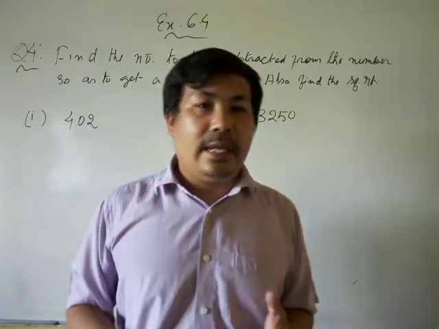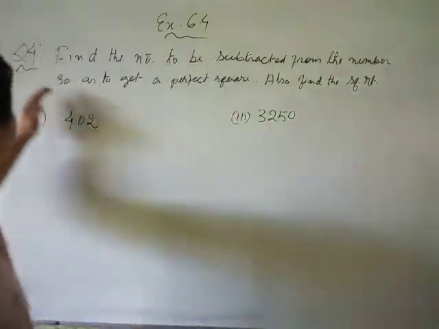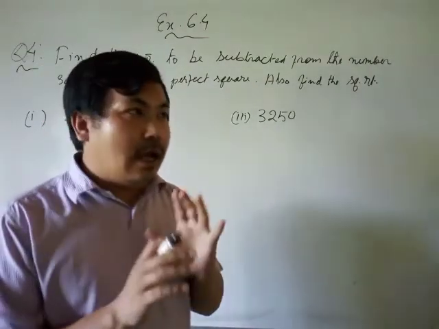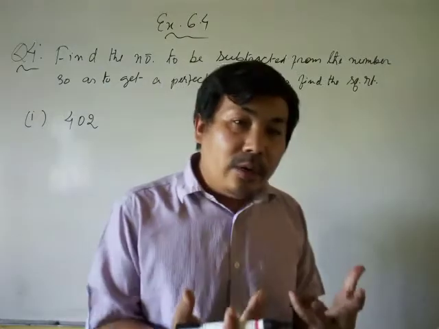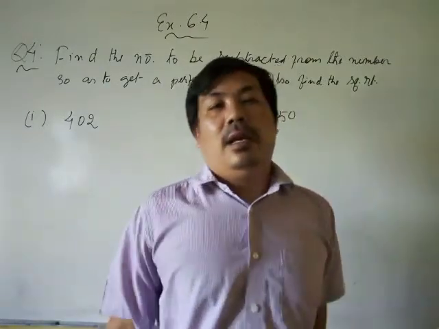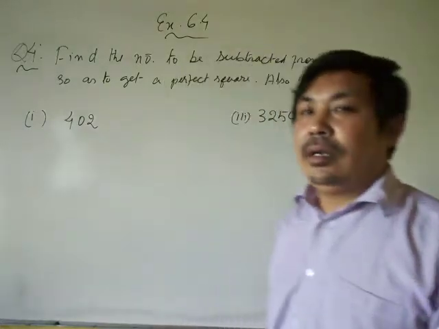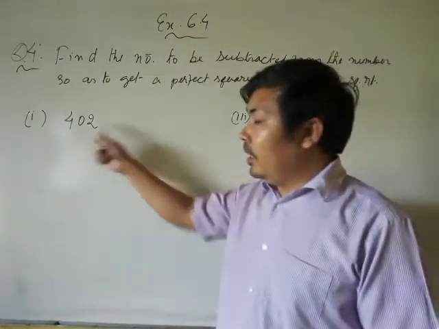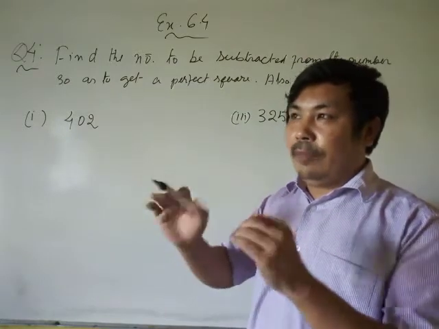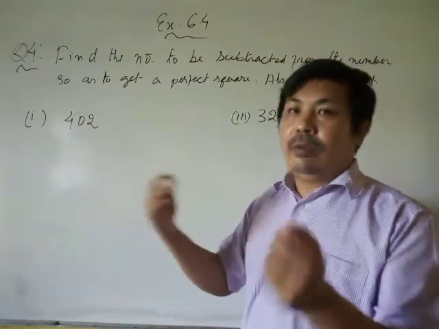Hello students, once again, now we have question number 4. In question number 4, we are going to find out a number that will be subtracted from the given number so that we will get a perfect square. Means the given number is not a perfect square, so to make it a perfect square we have to subtract some number. We need to find out the number.